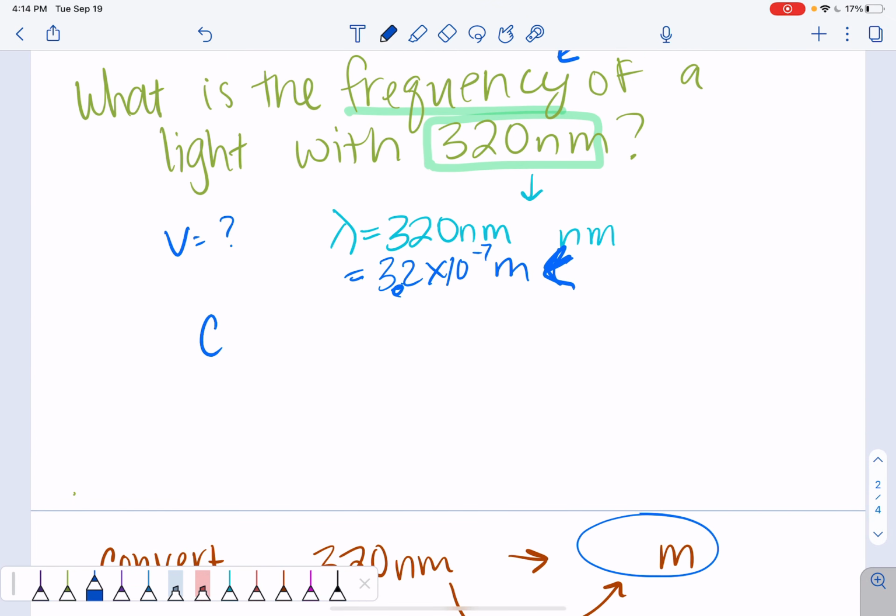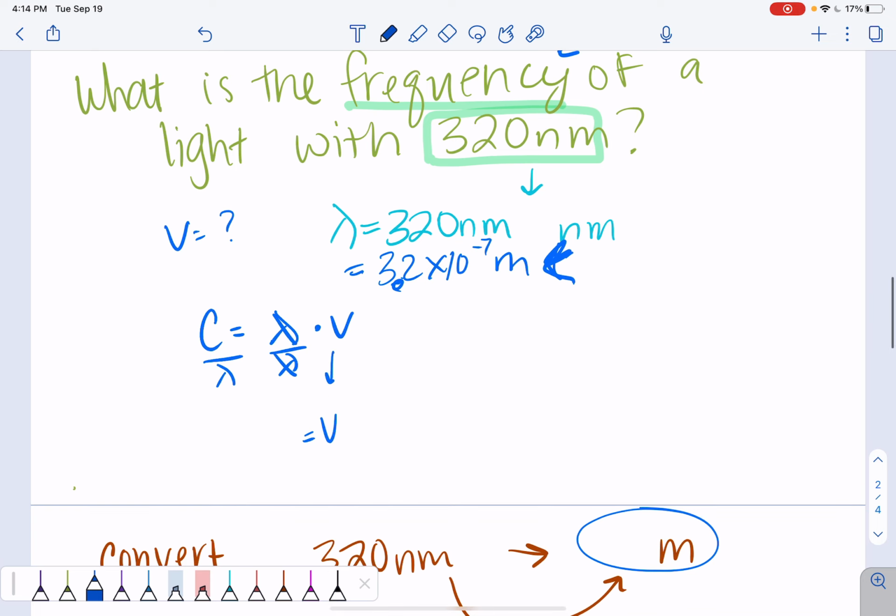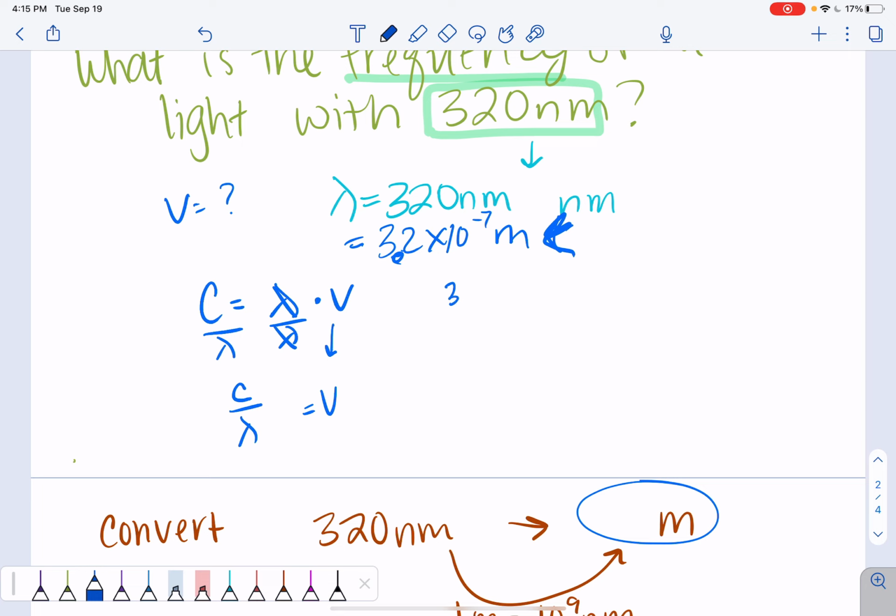Okay, so the equation is c equals lambda times v. I want to solve for v. Well, that means, since it's multiplied, I need to divide both sides by the lambda. Lambda over lambda crosses out, and I get just v. And then v is equal to the speed of light divided by the wavelength. So then I can just put those numbers in. 3.0 times 10 to the 8th, that's the speed of light, over the wavelength, which is 3.2 times 10 to the negative 7. That equals v. You do the math, you get the answer, it's in hertz.